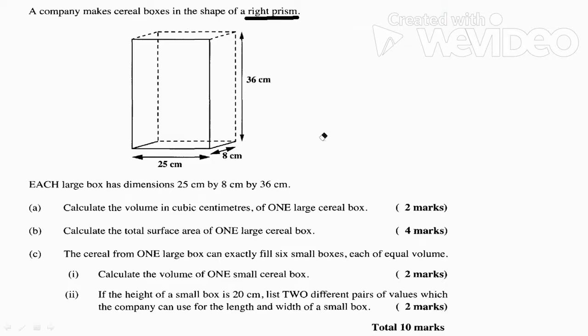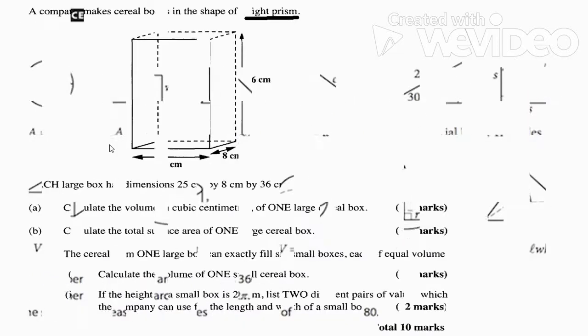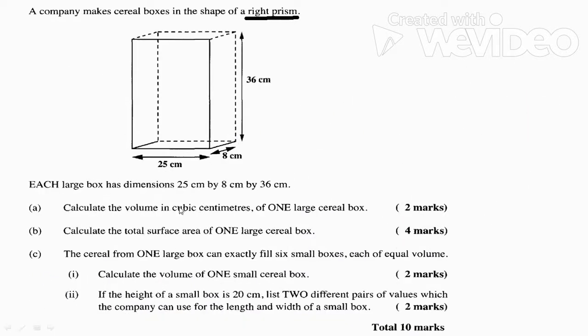All right, so you notice they give us 3 dimensions. It says each large box has dimensions 25 by 8 by 36. It says calculate the what? The volume in cubic centimeters of one large cereal box. All right, so what are we going to do now? It says volume. Look at this. Volume is what? Length multiplied by width multiplied by what? Height. So what are you going to do? Just multiply all these 3 numbers.